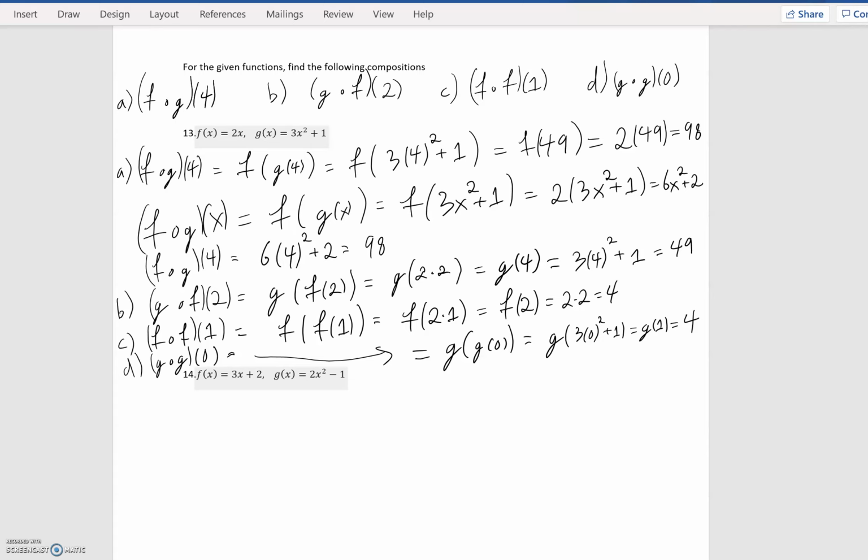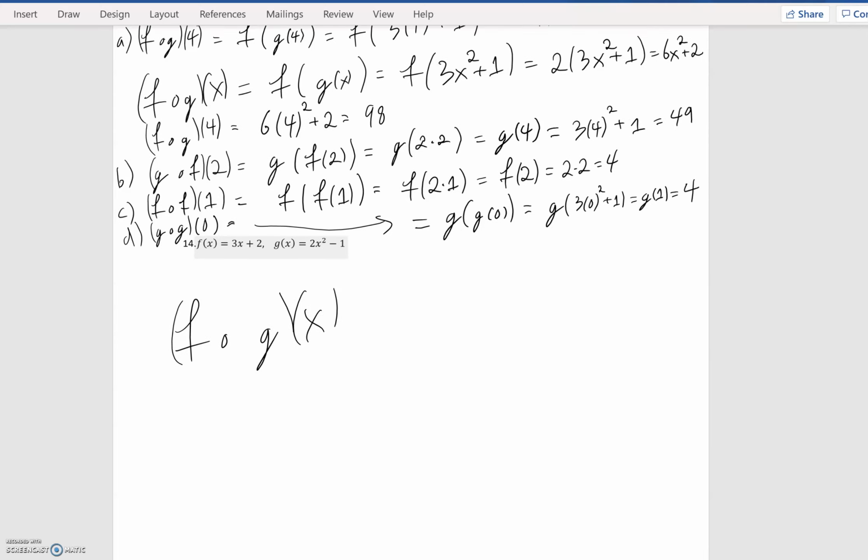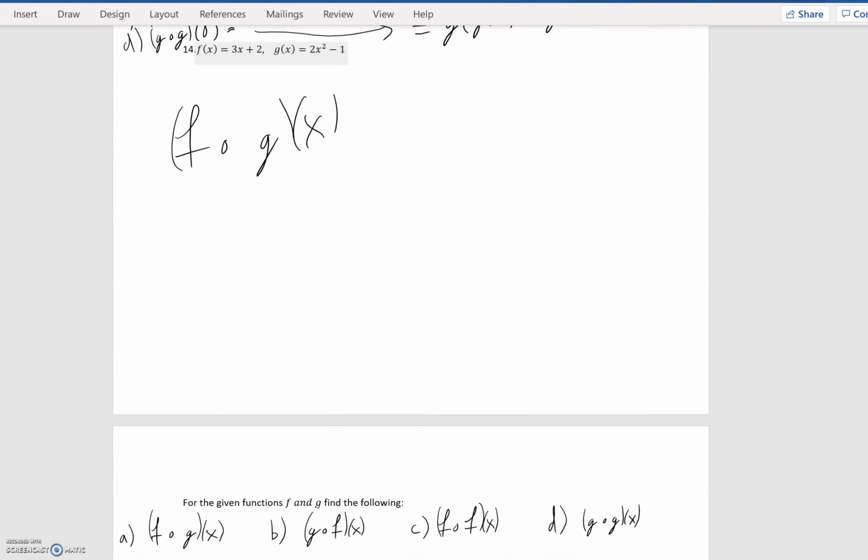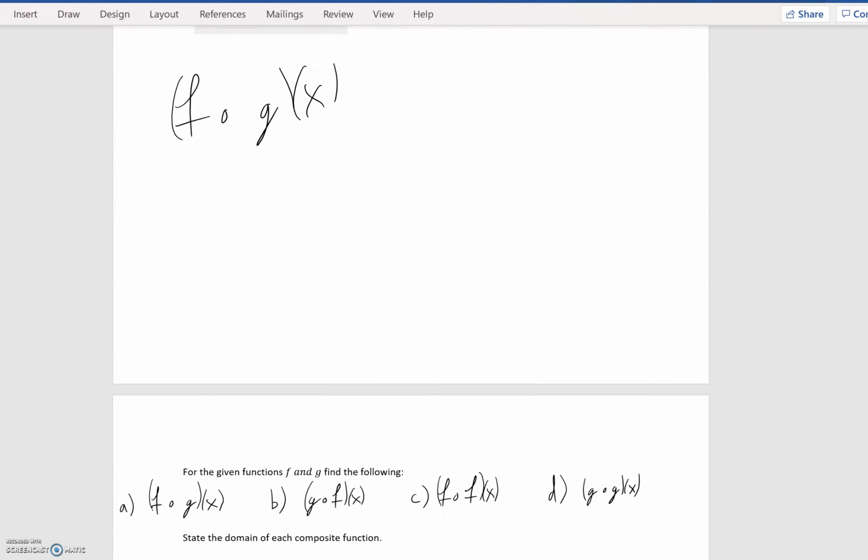In function composition, the order matters. This is not a commutative operation, okay? If you have this right here, let me scroll down. So that next problem, we'll do it tomorrow in class. So if you have f composed with g of x, this is not the same thing as g composed with f of x, okay?